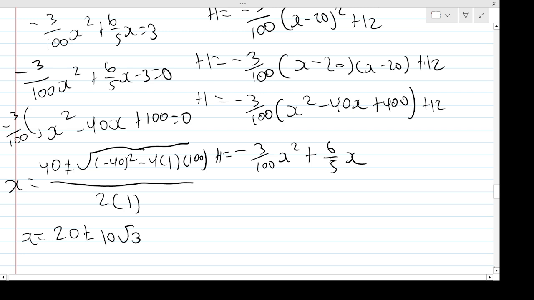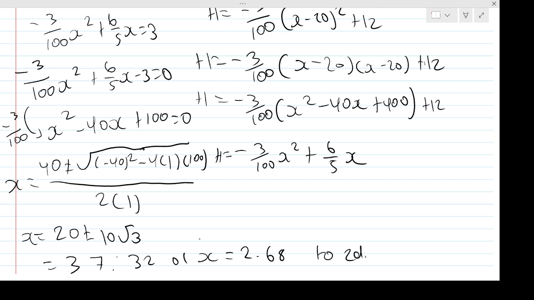Okay, so as a decimal, to make it easy to see, for either 37.32, that's going to be 20 plus 10 root 3, or x is going to equal 2.68 to 2 dp, right?